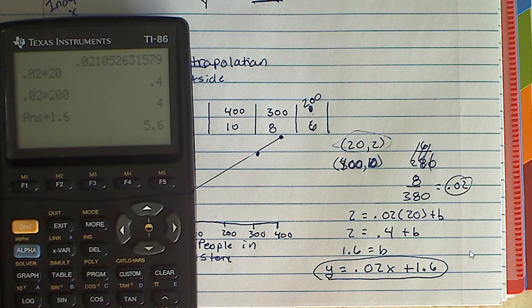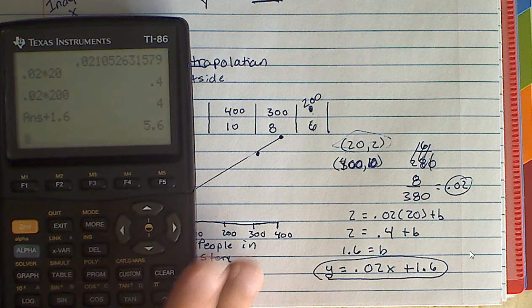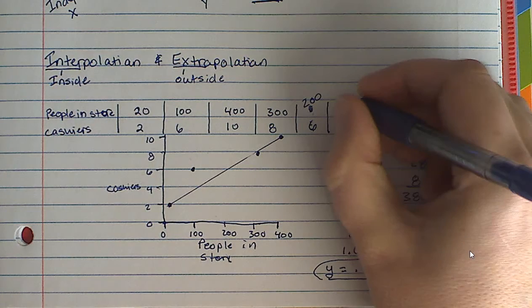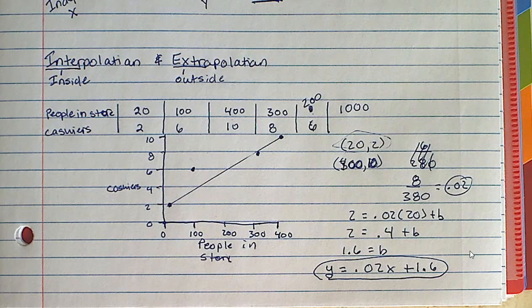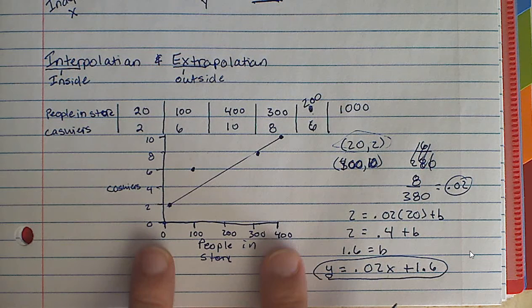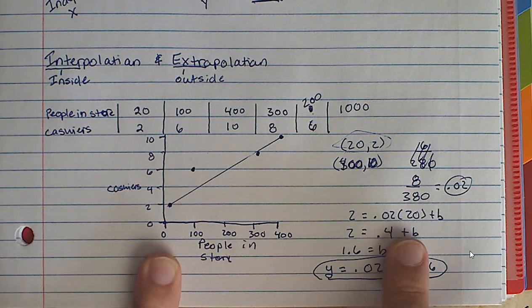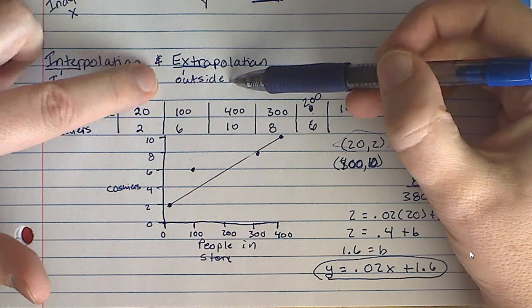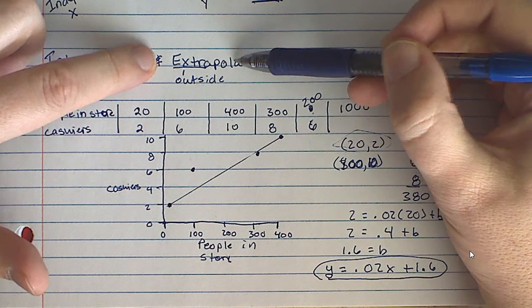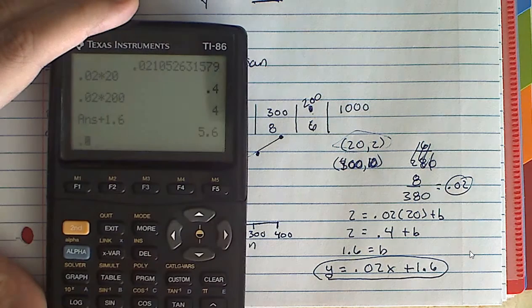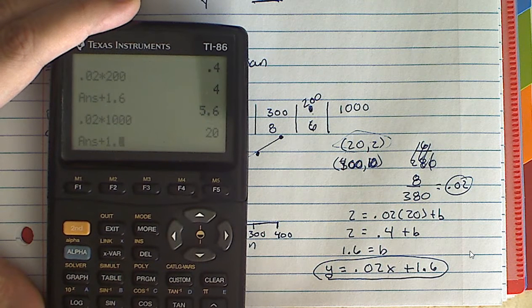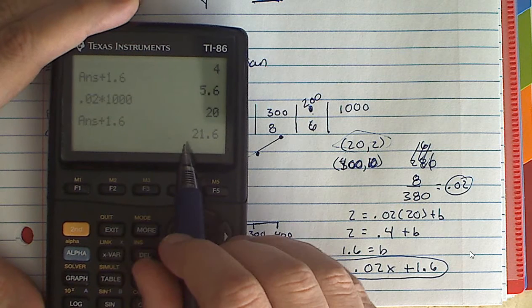So let's do 6 cashiers. Okay? Now, let's say that I'm scheduling for Black Friday, and I know I'm going to have 1,000 people coming in. Is 1,000 inside this bit of information, or is it outside? If it's outside, that's extrapolation because it's extra. I can still use my formula here. I'm going to do 0.02 times 1,000 and then add 1.6. So how many cashiers should I have?